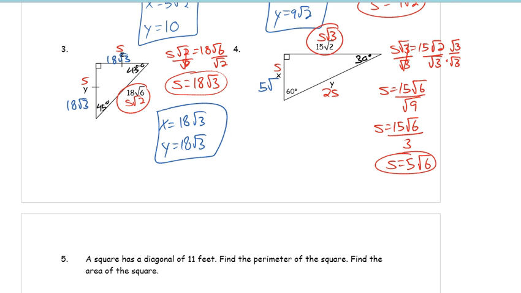This side is 5 radical 6. And then down here is 2 of those 5 radical 6s. So we have 10 radical 6. 2 times 5 is 10. Don't multiply 2 times radical 6. That stays separate. So again, x is 5 radical 6. Y is 10 radical 6.